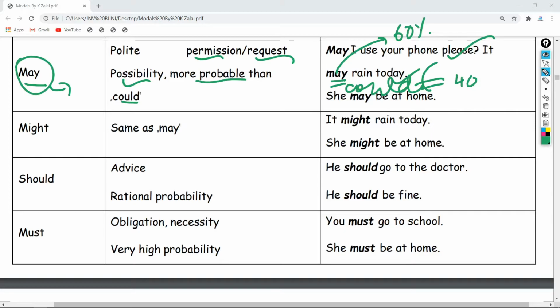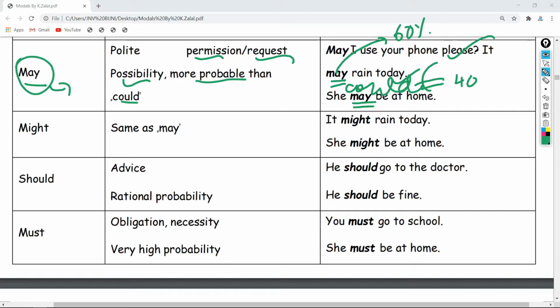Another one, you see, she may be at home. There is a 60% possibility that she will be at home. But when you say she could be at home, that means the possibility is a little remote.